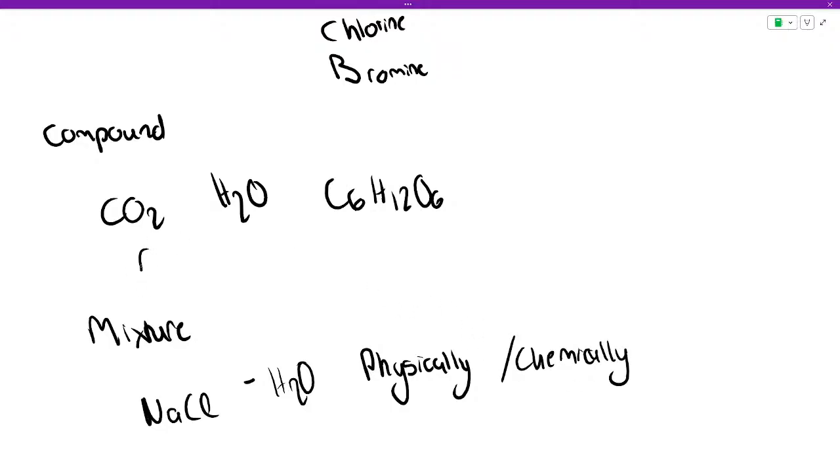So let's say, for example, I burn carbon in oxygen to form carbon dioxide. This is a chemical bond. They bonded together. This, on the other hand, is a physical mixture, or just a mixture. Right.